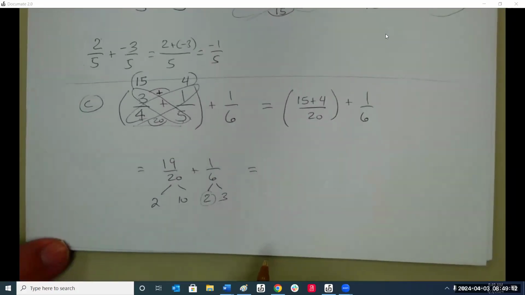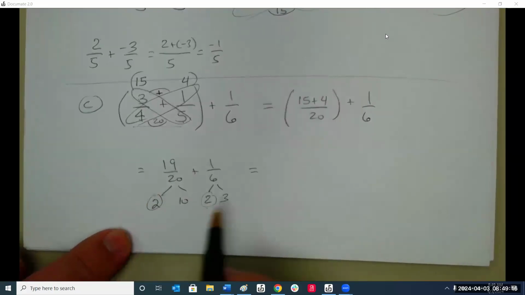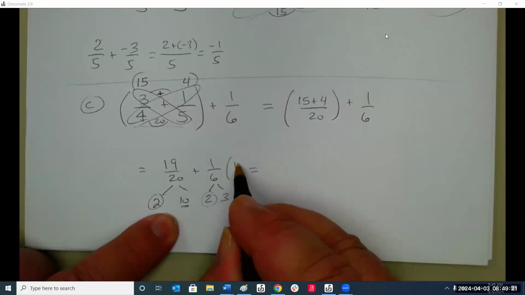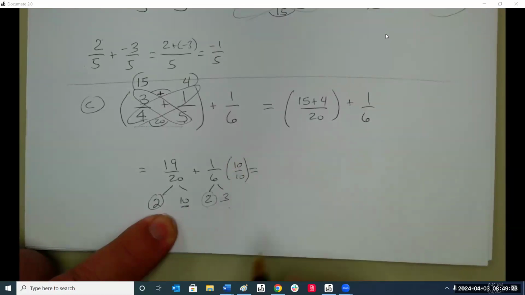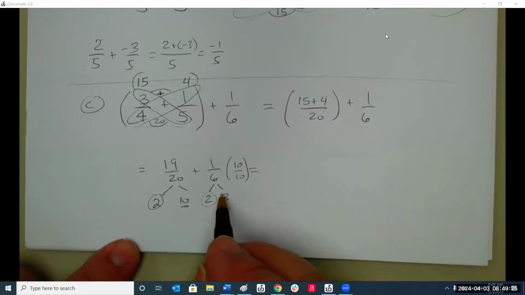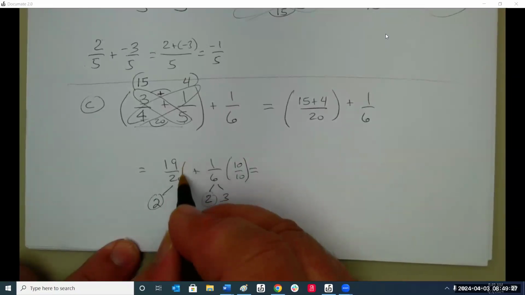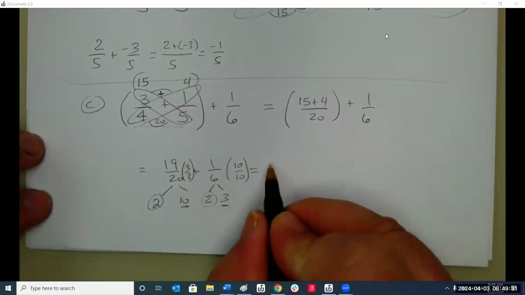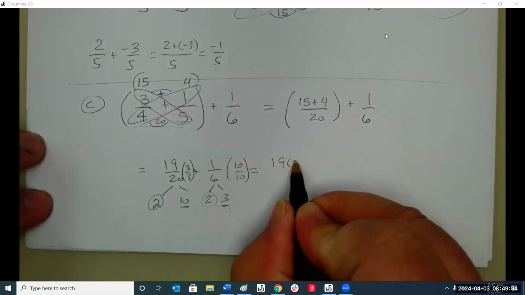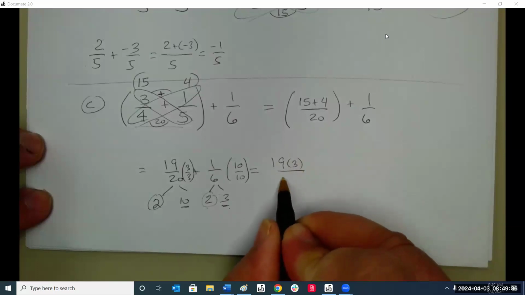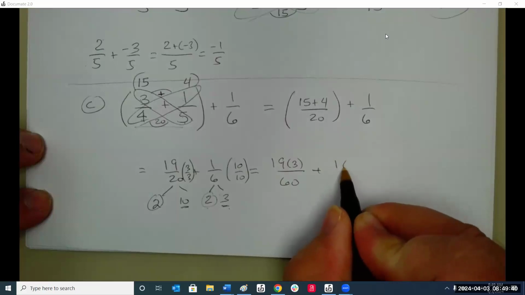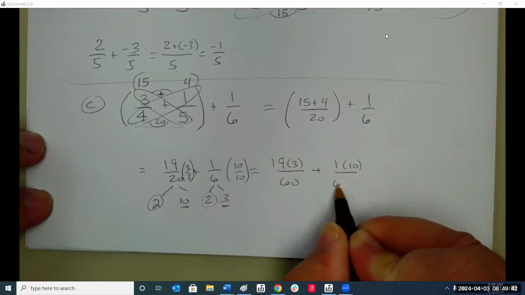So how are they different? They both have a 2. That's not the difference. This one has a 10. This one needs a 10. This one has a 3. This one needs a 3. So we have 19 times 3 over 60. 1 times 10 over 60.